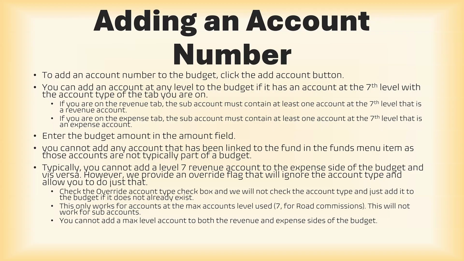So for road commissions, it's 7. So if you try to do a sub, it will not work for a sub account. It's only for level 7. And also you cannot add it to both revenue and expense. So if you already have that level 7 expense account in the expense side, you can't add it to revenue as well. So I just want to make sure to point out that we do have an override.